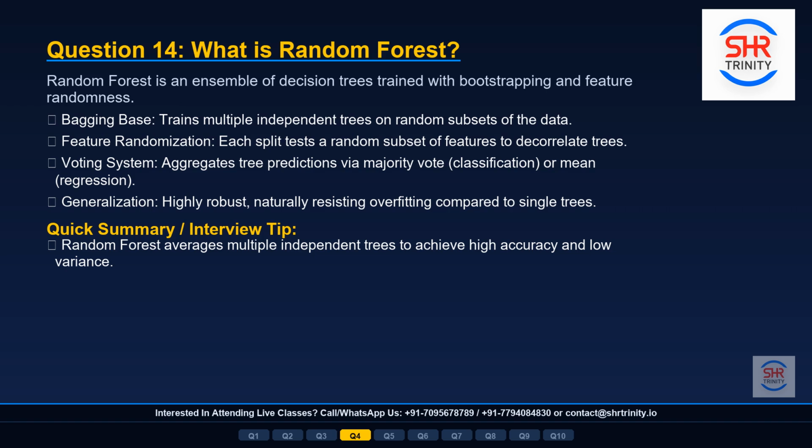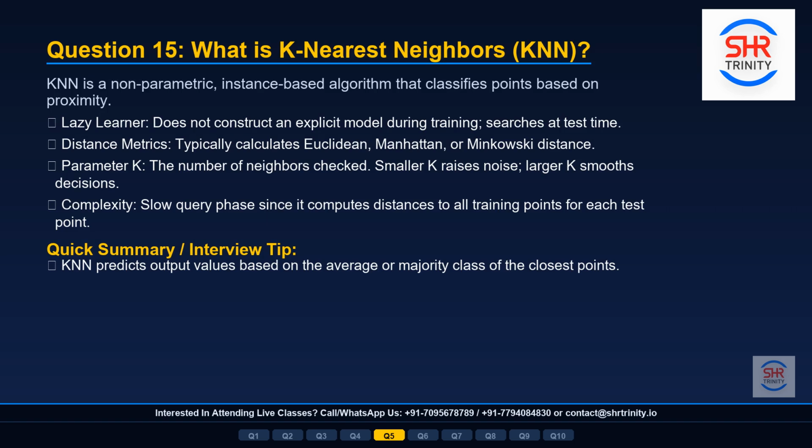Question 15. What is k-nearest neighbors? K-nearest neighbors, or KNN, is a simple, non-parametric, and instance-based supervised learning algorithm. It is referred to as a lazy learner because it performs virtually zero computations during the training phase. Instead, it simply stores the training dataset in memory.